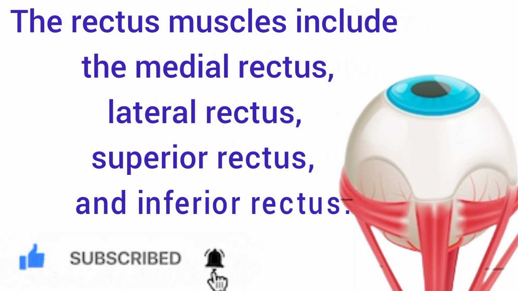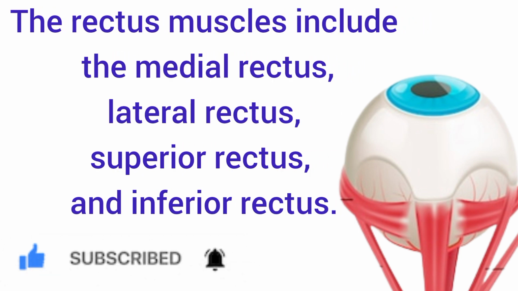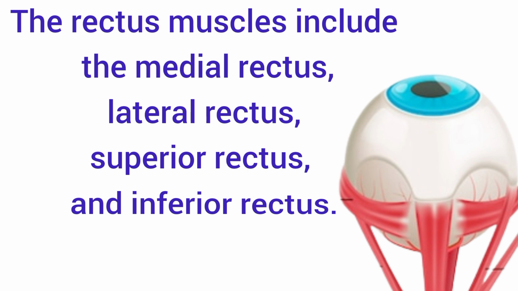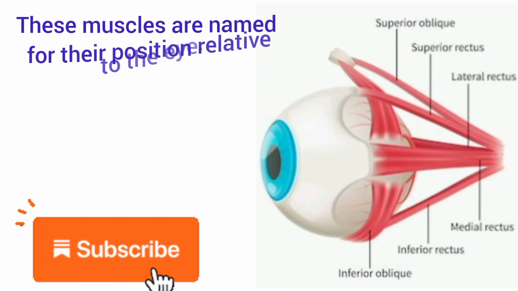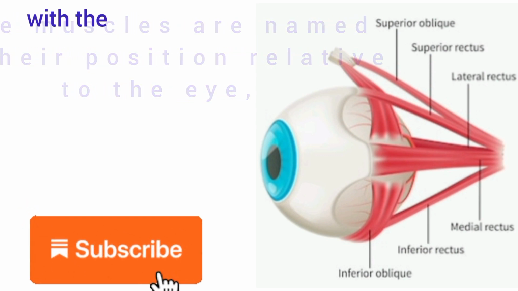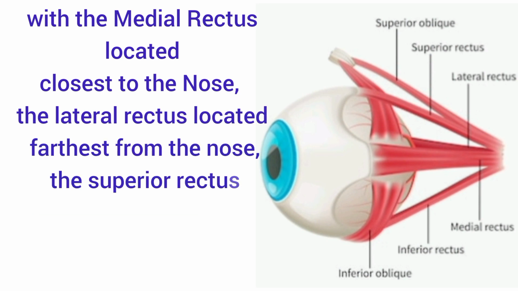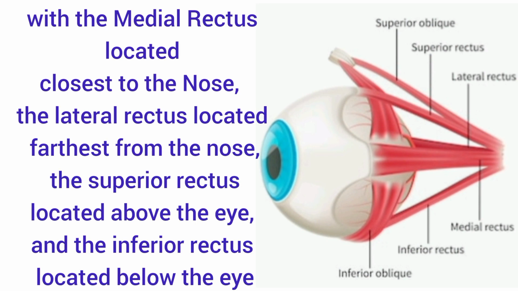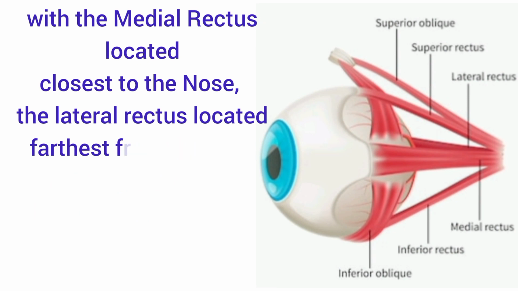The rectus muscles include the medial rectus, lateral rectus, superior rectus, and the inferior rectus muscle. These muscles are named for their positions relative to the eye, with the medial rectus located closest to the nose, the lateral rectus located farthest from the nose, the superior rectus located above the eye, and the inferior rectus located below the eye. From the image on the right, we can see where each of these muscles are located.